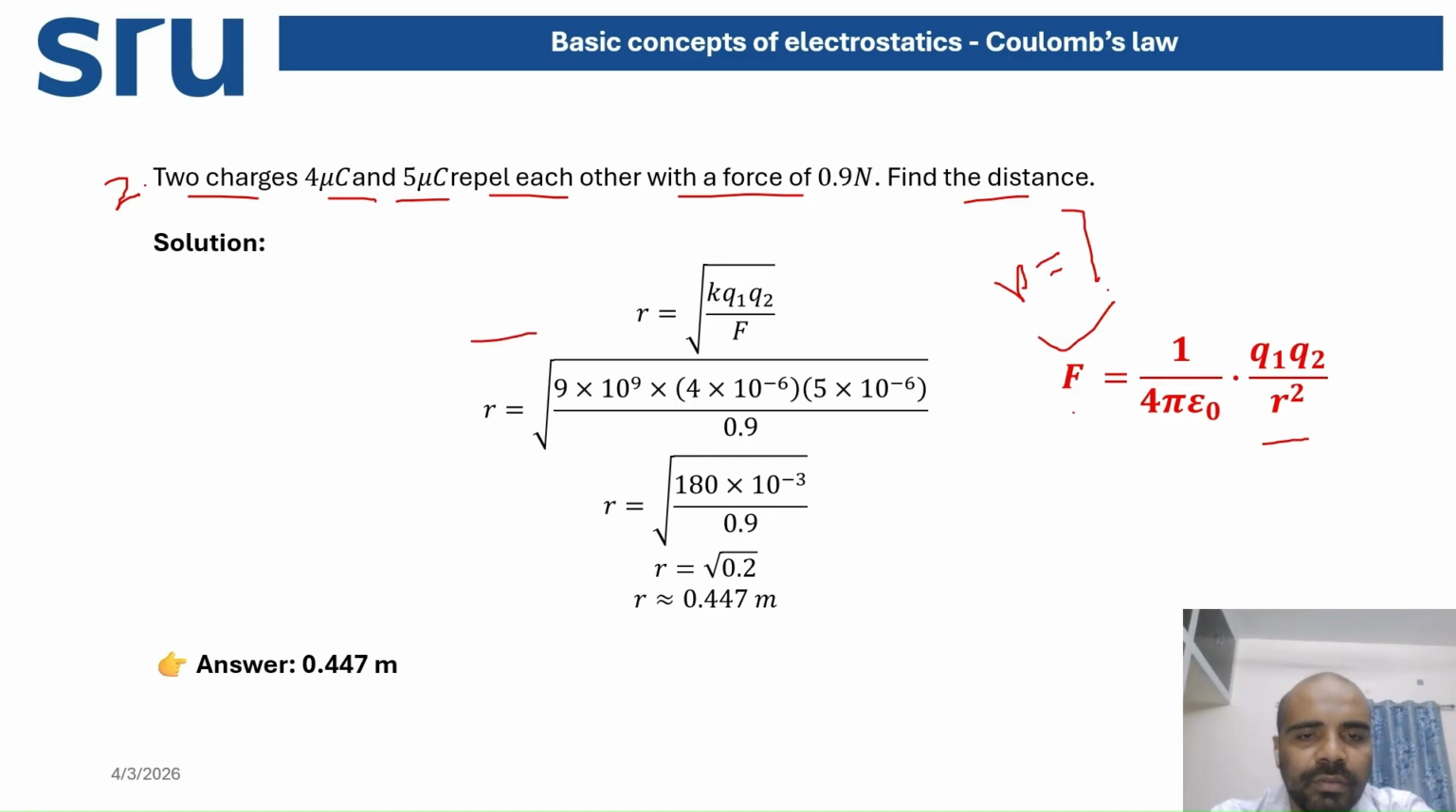So if you put all the values, K equals 9 into 10 to the power 9 Newton meter square per Coulomb square. What is the value of Q1? That is 4 microcoulomb, that is 4 into 10 to the power minus 6 coulomb. What is the value of Q2? That is 5 microcoulomb, that is 5 into 10 to the power minus 6 coulomb, and the force between them is 0.9 Newton. If you calculate it, you will get the distance between these two charges, 0.447 meter, right? So two charges, 4 microcoulomb and 5 microcoulomb, repel each other with a force 0.9 Newton, and the distance between them is 0.447 meter. Hope it is clear now. So now move to the next slide.